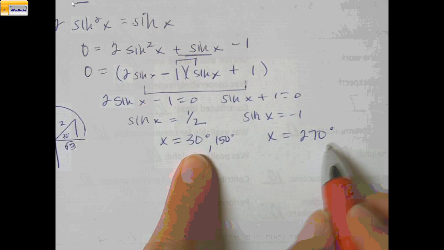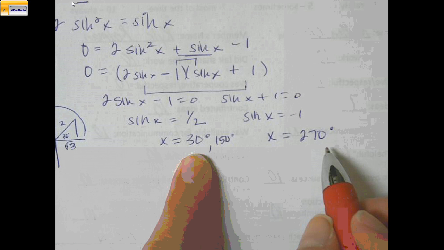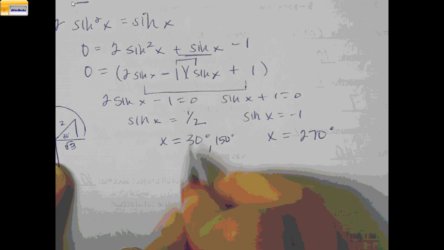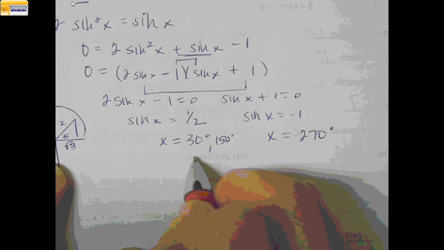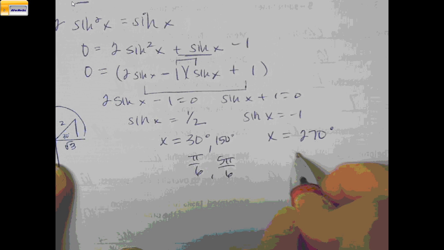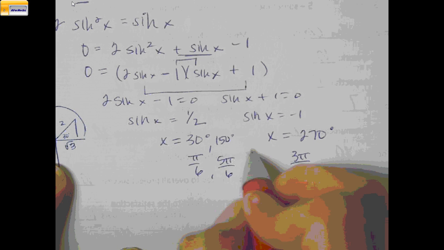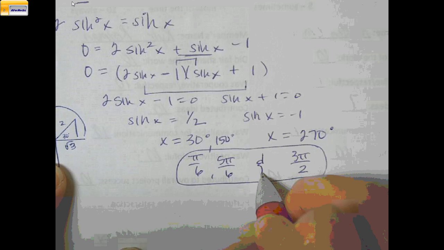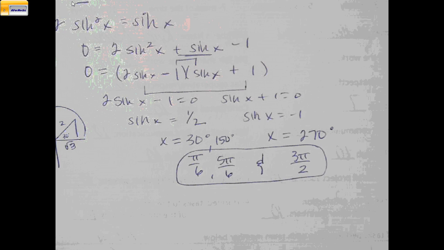The problem is that we're in degrees, and obviously we need to be in radians, and so we change this to pi over 6. 150 degrees is 5 pi over 6. 270 degrees is 3 pi over 2. And so we have our 3 answers there. So that one worked out fine.